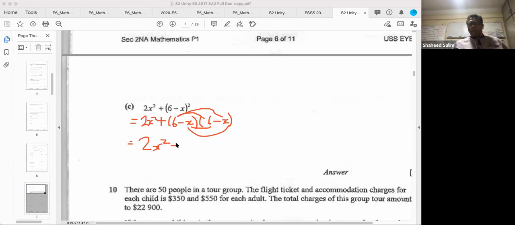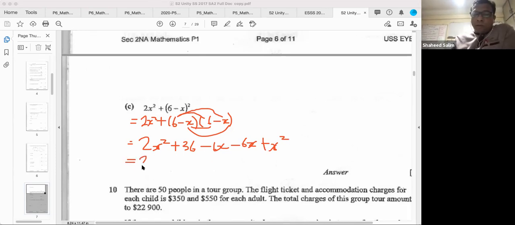6 times 6, 36. 6 times x, minus 6x. Why minus? Plus times minus, then minus times plus. Minus again, 6x. X times x, plus x squared. 1x squared. So we arrange them.